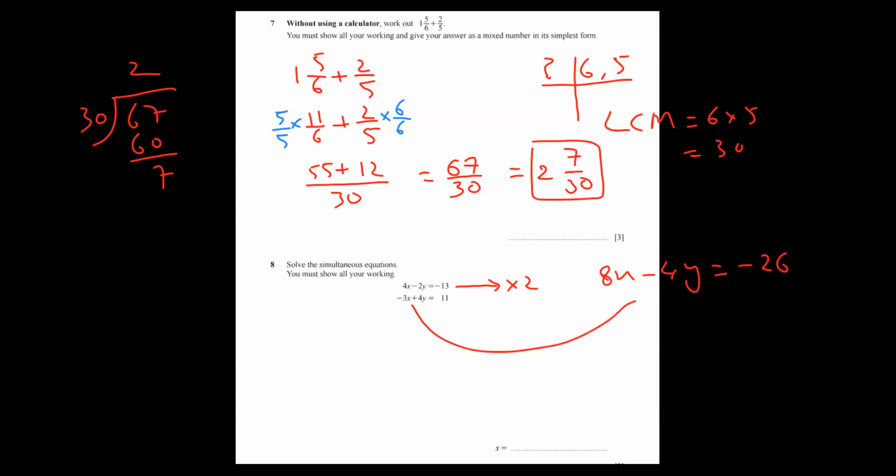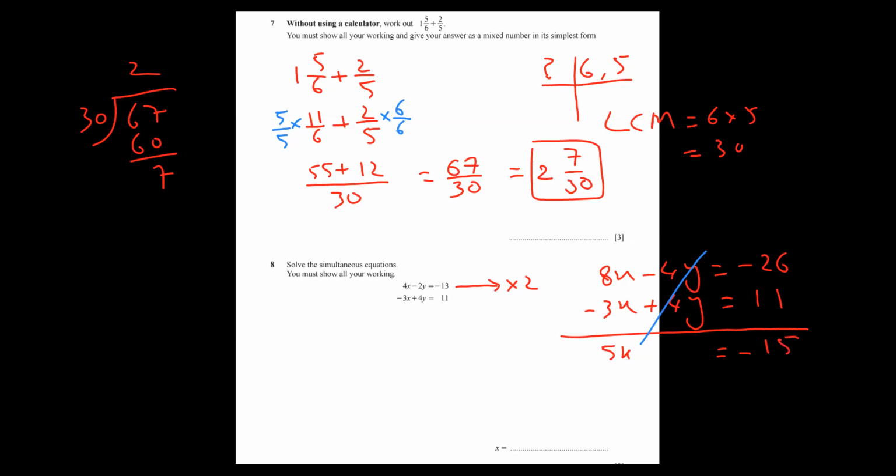Okay, lower equation, just copy paste. Negative 3x plus 4y equals 11. You know, already the signs are opposite, so they will cancel out. And here, if I subtract, I get 5x, and here I'm getting 26 minus 11, which gives you negative 15. When I divide it, I will get the answer. 5 will go down, so I will get the answer negative 3.